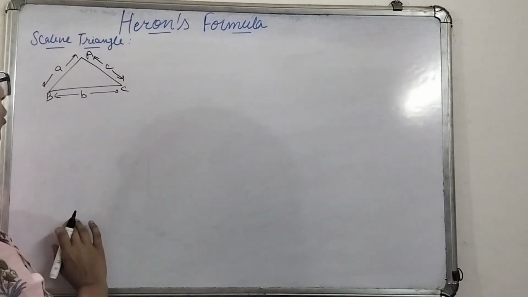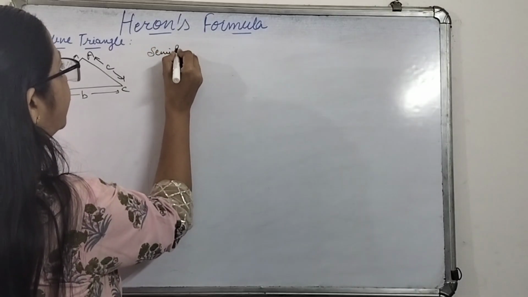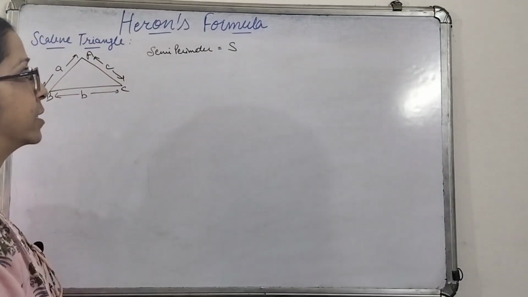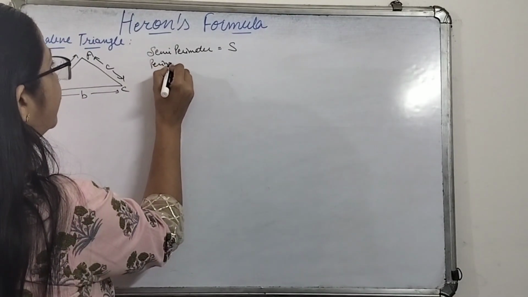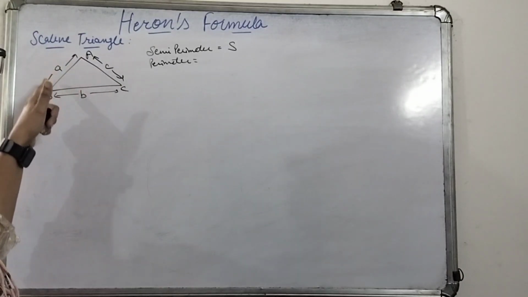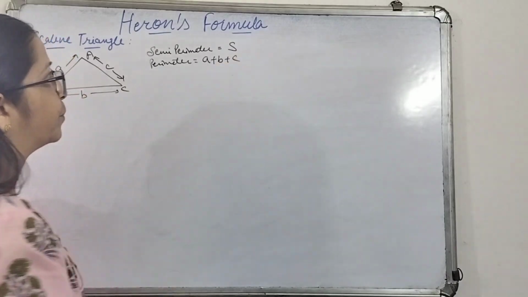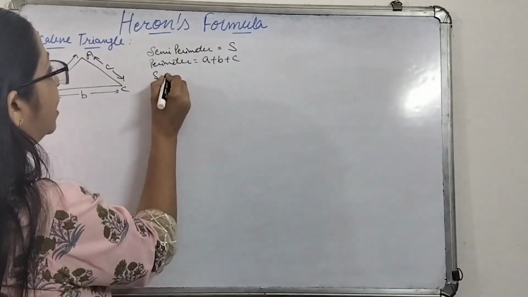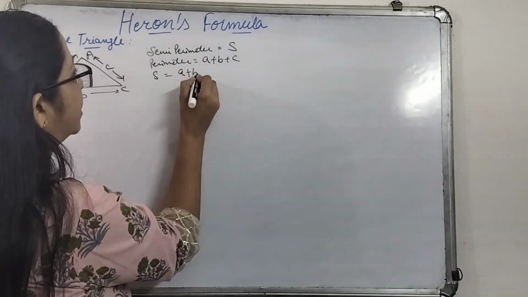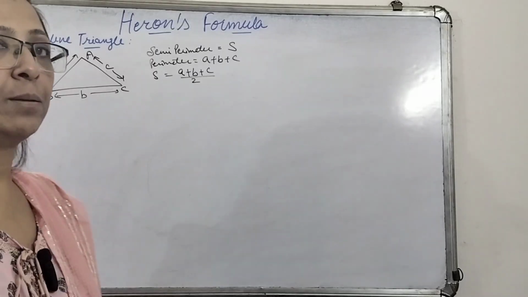According to HERON'S formula, the first term which we use is the semi-perimeter. Semi-perimeter is denoted by S. We know that the perimeter is given by the sum of all three sides. Perimeter of triangle ABC will be the sum of all three sides, that is A plus B plus C. So semi-perimeter S will be half of the perimeter. That means the value of S will be A plus B plus C by 2. This is S, the semi-perimeter.